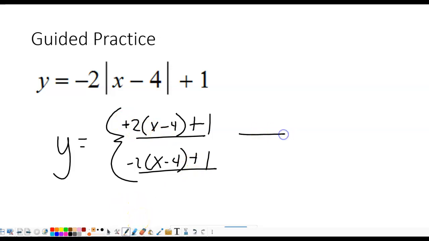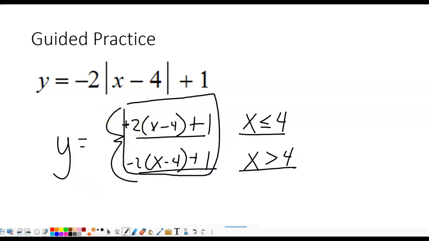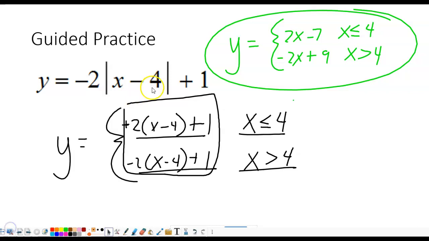Now I want you guys to fill in these two blanks over here. Pause the video and give it a shot. Here's what you guys should have put. x is less than or equal to 4, and x is greater than 4. Okay? Now, you can simplify these. So what I'd like you guys to do now is simplify both of these equations and write your final answer. So go ahead and pause the video, and when you unpause it, you'll see the solution. So if you distribute your 2 and add the 1, you should have gotten on the top 2x minus 7, and on the bottom negative 2x plus 9. And there's your final answer.